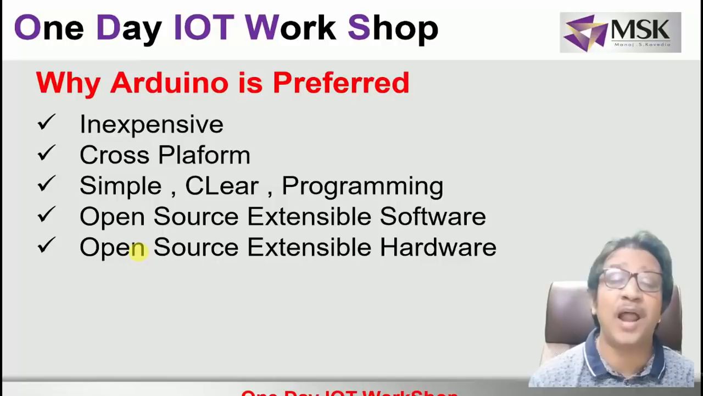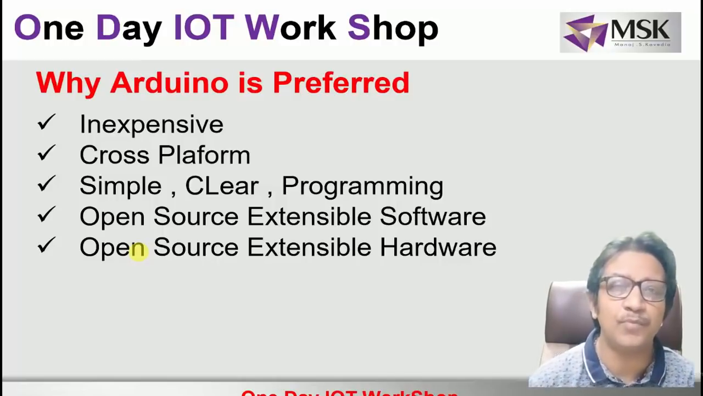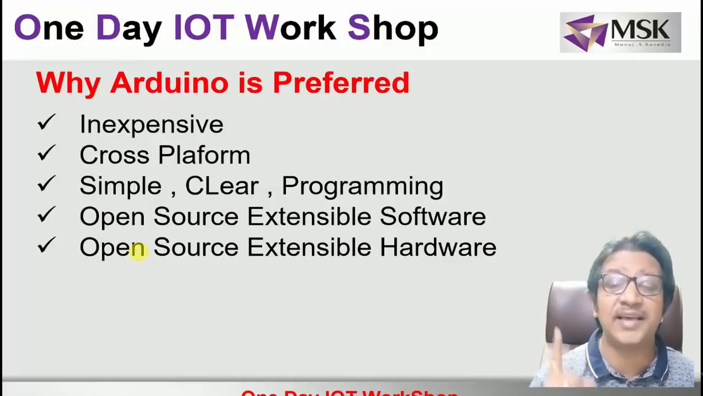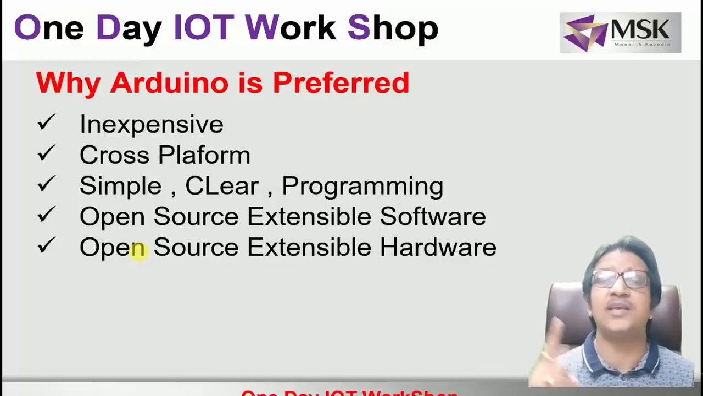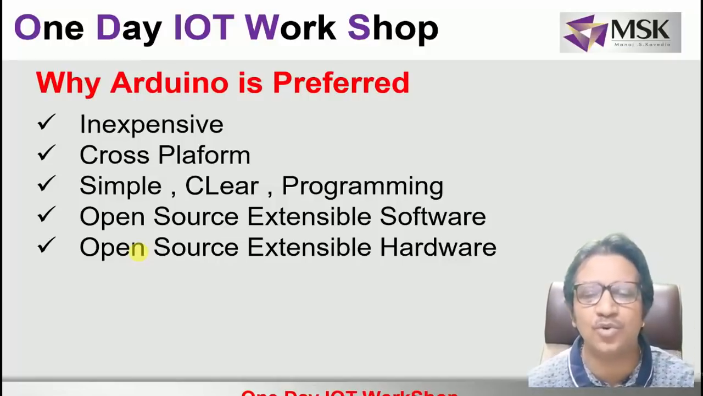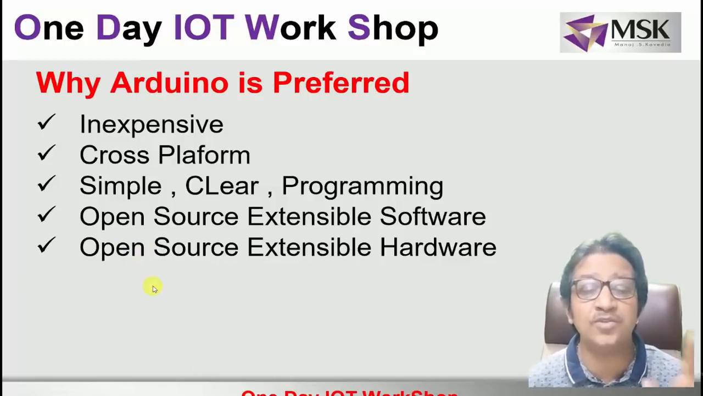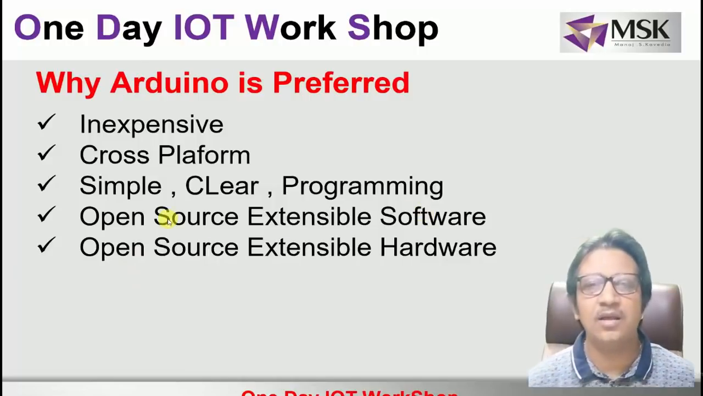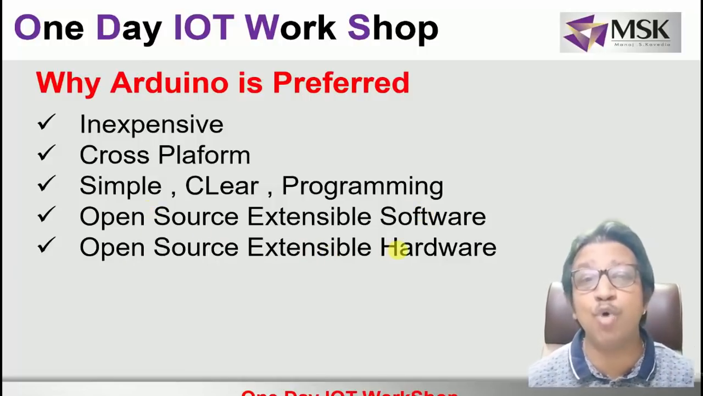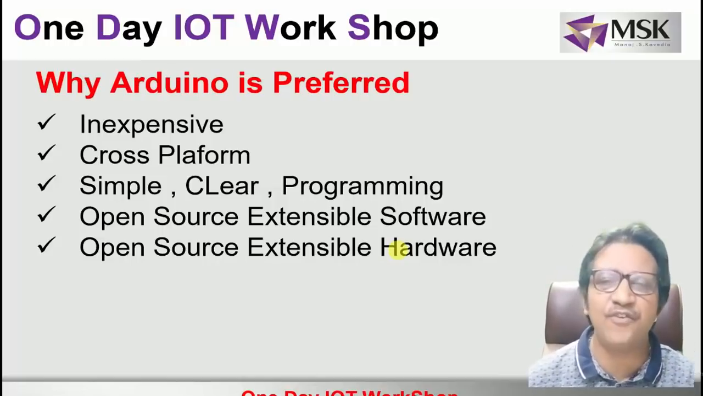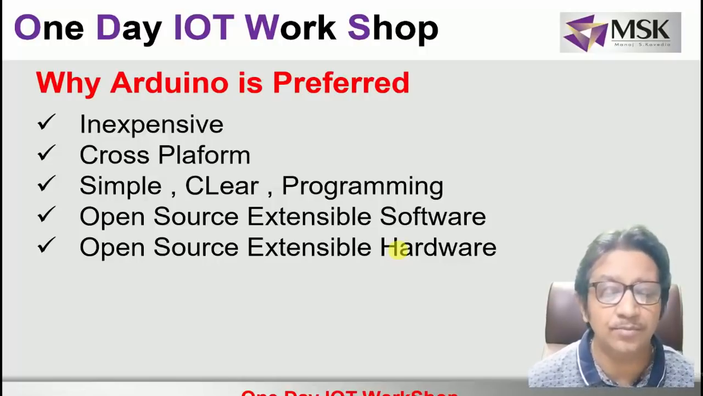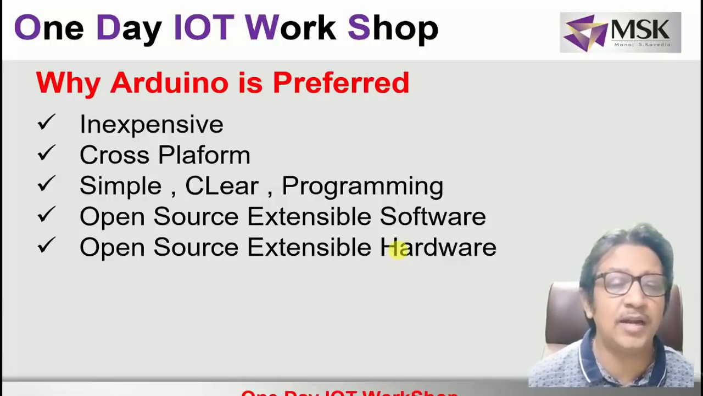Second, it is cross platform. It can work with different platforms. It has simpler, clear programming. It has open source extensible software and open source extensible hardware. These are the two main important features, open source extensible software and open source extensible hardware, which are really making it more and more powerful. That's why Arduino is more preferred compared to your 8051 or 8086. So friends, let's move further and see what Arduino is.